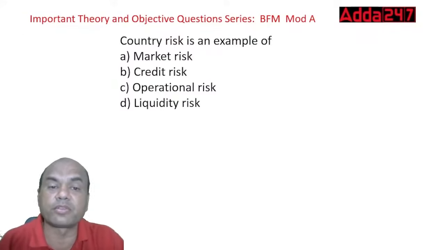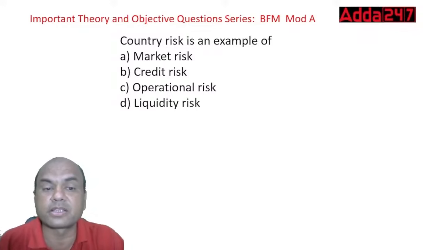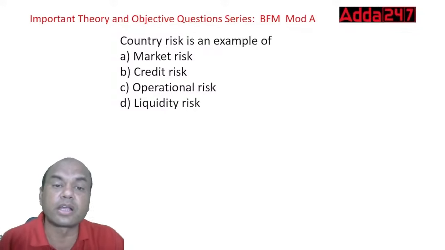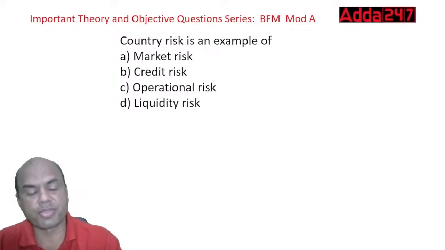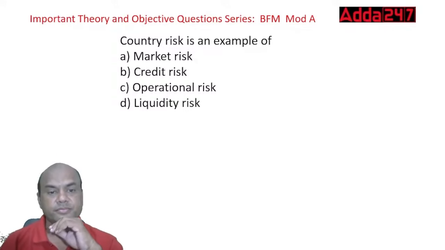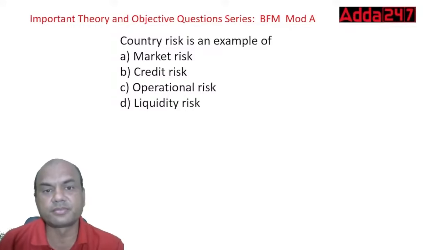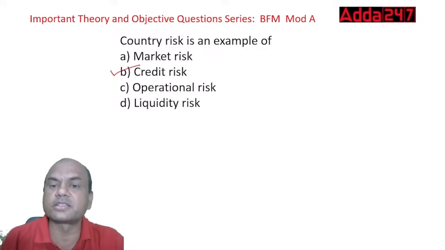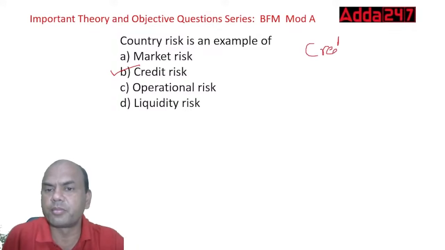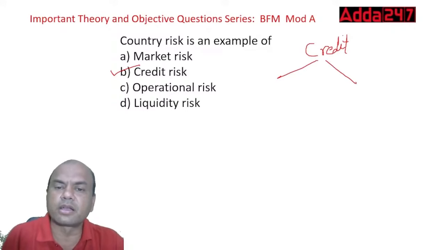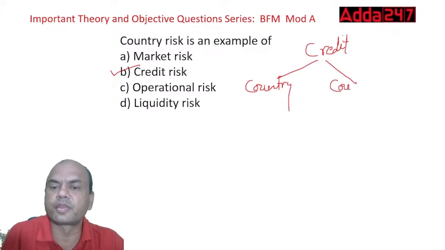Country risk is an example of market risk, credit risk, operational risk, liquidity risk. So country risk is an example of what? Yeah, it is credit. Okay, remember, credit risk is of two types. Credit, mainly there can be various types, but mainly two types. Okay, one is country and second is counterparty.